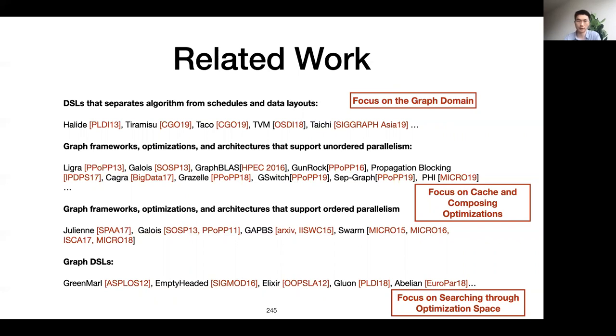There's also obviously a large number of graph frameworks, optimizations, and architectures that support both unordered and ordered parallelism. In this work, we focus on this narrow space of cache optimizations. But more importantly, we focus on how to compose together all the different optimizations into one package that the user can easily use to explore this large space of existing and new optimizations. And finally, there are a number of domain-specific languages for graph computations. The main difference is we focus a lot on how to search through the space of optimizations.